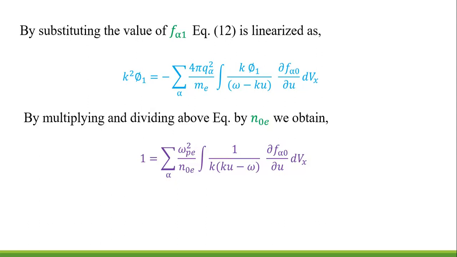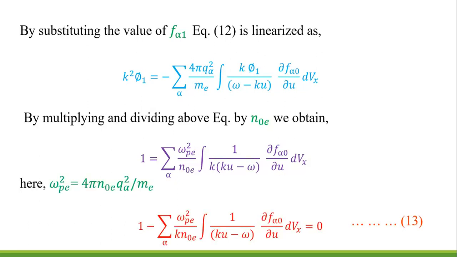And also we can cancel this phi 1 on both sides, and k square as well, so this expression will be reduced over here. 1 is equal to the summation over alpha of omega pe square over n naught e, times partial f alpha naught by partial u, dvx, because we are considering only one-dimensional motion now. And here is the definition of omega pe square. Let's name this equation number 13.